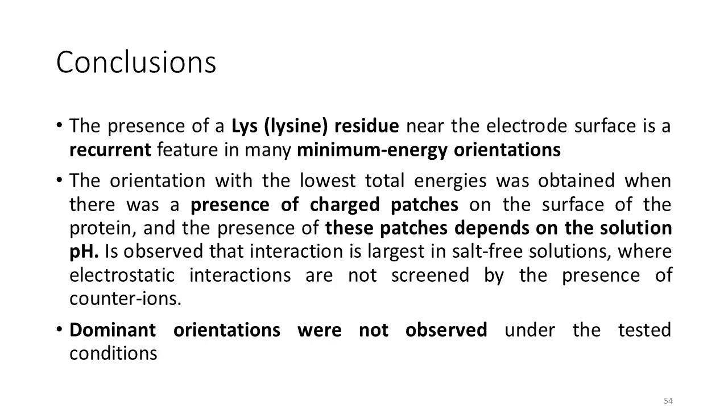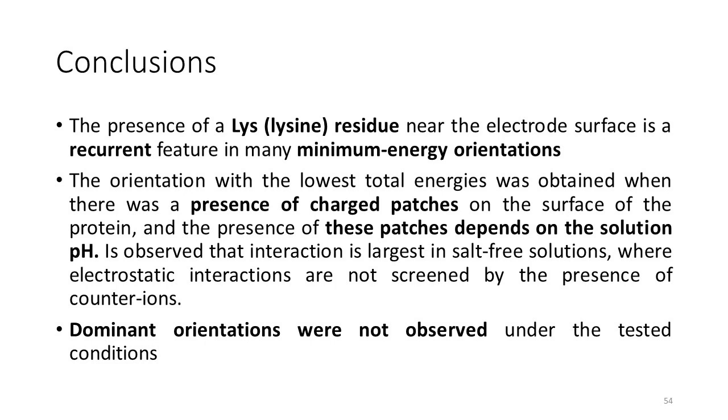The final conclusion that I would like to mention, and this is something I found a little disappointing from my research, is that I couldn't find a dominant orientation. Even playing with all the variables, I couldn't find a dominant orientation. What I could see in my results is that when I try to absorb the protein on the surface of the electrode, what I get is more like a uniform distribution. So all the orientations have more or less the same probability of being absorbed. There isn't going to be a dominant orientation.